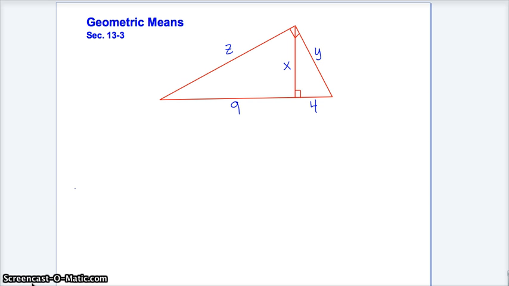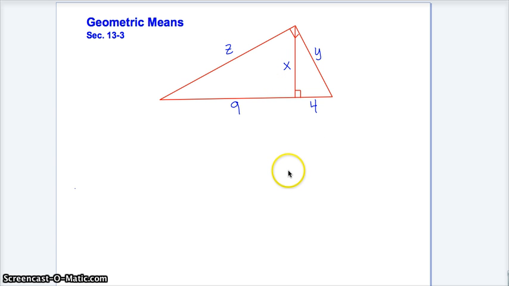Now, let's take a look at the picture drawn above. In the picture, I have two right triangles. I've got a larger right triangle, and the altitude of that larger right triangle creates another smaller right triangle. The geometric means occur when I have the shared side of two right triangles, as shown here in X.